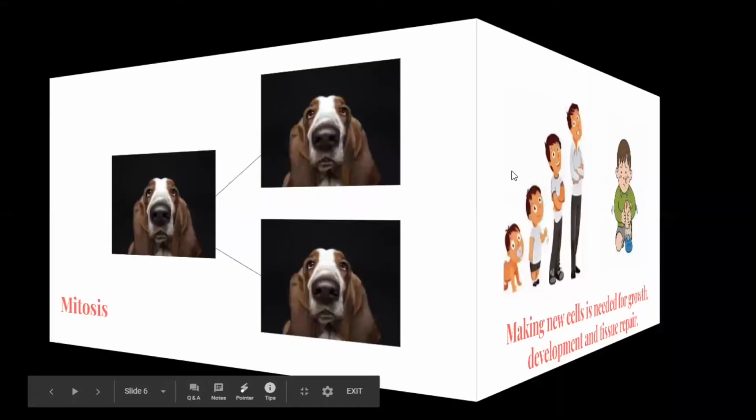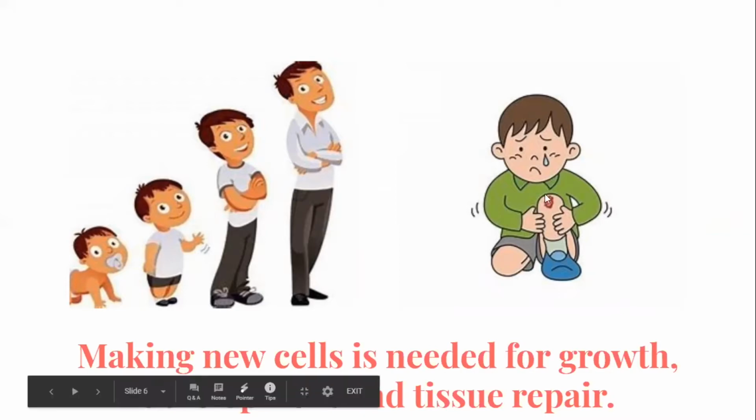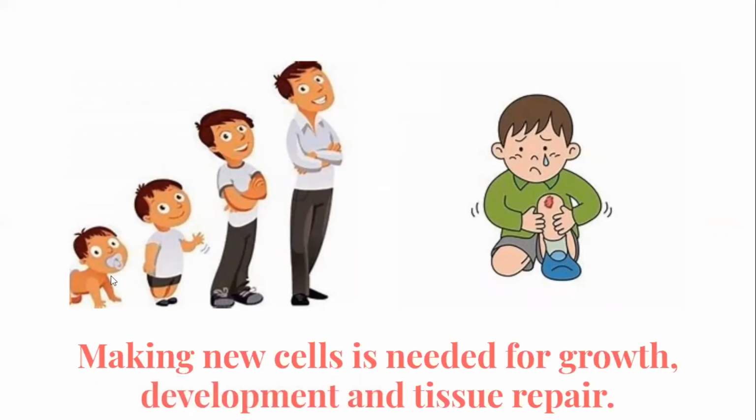So why is it important that this happens? Well, it's important because mitosis helps us grow, helps us develop, and it helps us to heal. So say you fall and scrape your knee. Well, that's going to heal because of mitosis. Or say you grow from being a child to an adult. That is because of mitosis.